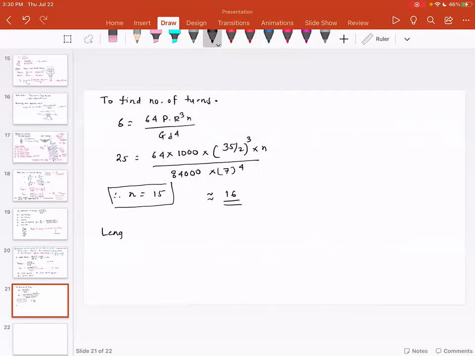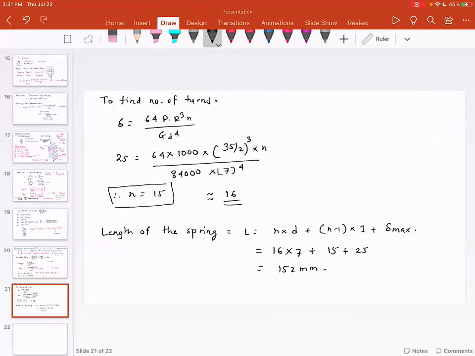The length of the spring is N times d plus (N minus 1) times clearance plus delta max. So 16 multiplied by 7 plus 15 plus 25, which is 152 millimeters. So this is how you will solve the problem. Now let me take a slightly different problem.